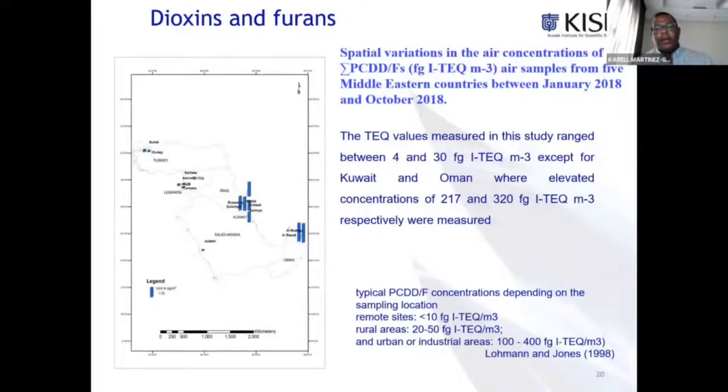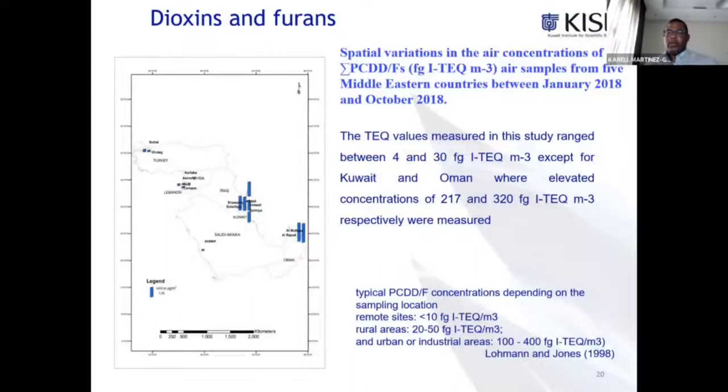So let's talk a little bit about dioxins and furans. As you know, in the case of dioxins and furans, the concentration is given in toxicity values, in this case femtogram ITEQ per cubic meter. These TEQ values range between 4 and 30 femtograms, except for Kuwait and Oman, where elevated concentrations of 217 and 320 were measured.